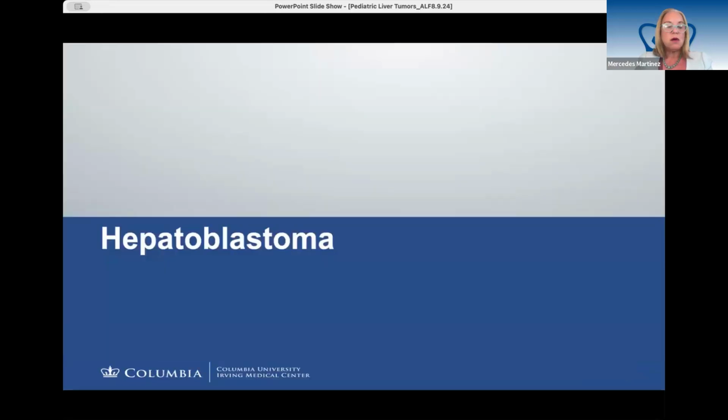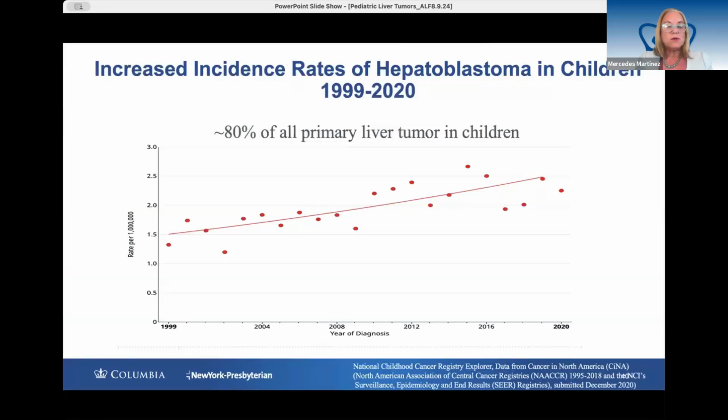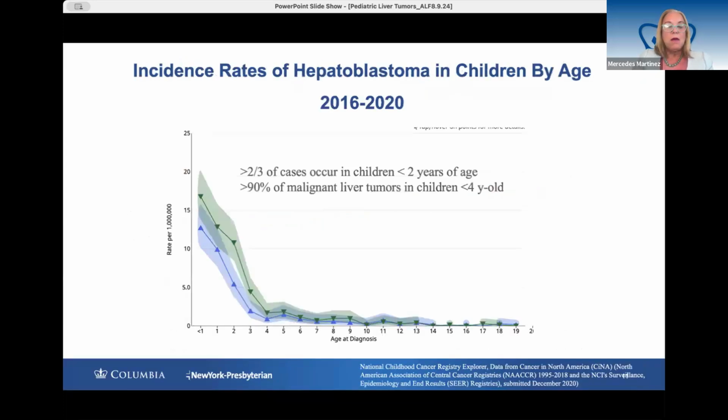Let's focus now on hepatoblastoma. Hepatoblastoma is the most frequent primary liver tumor in children, representing about 80% of the cases, and it has also had an increased incidence in the last 30 years, as shown in this graph. Two-thirds of the cases occur in children less than 2 years of age, and about 90% of the malignant tumors in children less than 4 years of age are hepatoblastoma, as shown in this graph.